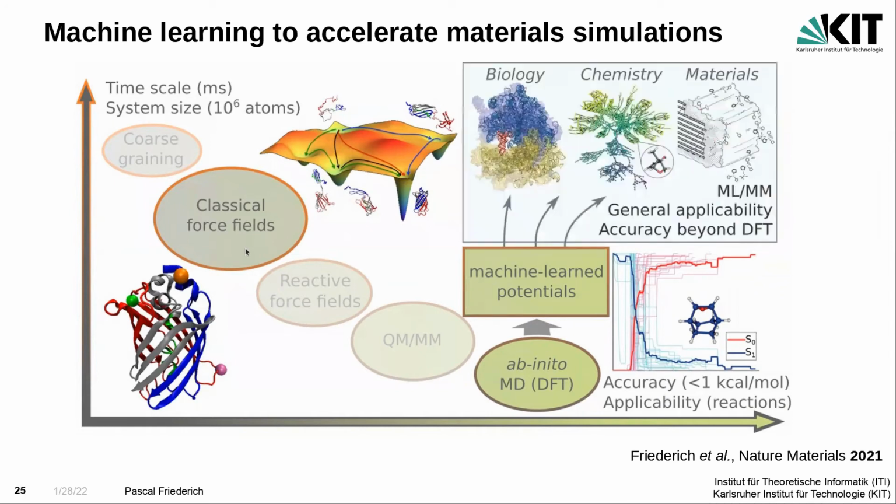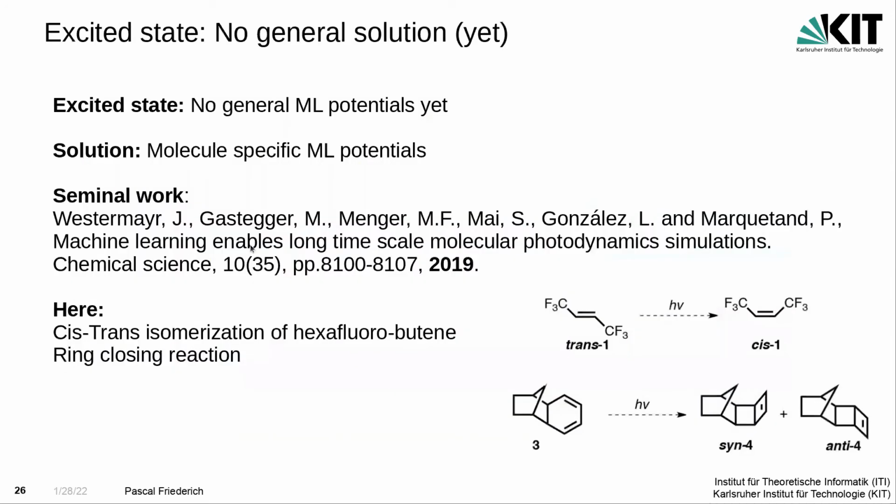So this is what we did now for two reactions. We looked at a cis-trans isomerization of this very simple molecule here, and at the ring closing reaction of this slightly more complex molecule, where there's also two products. And the trick, or the important part here is that we're not looking at the ground state of these molecules, but at excited states.